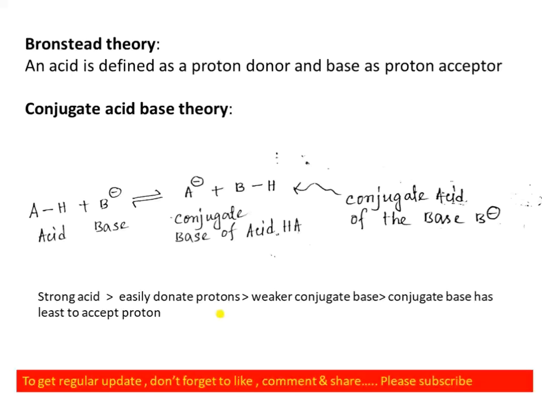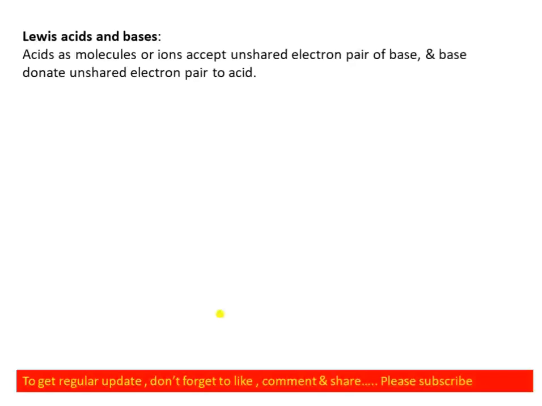Now, Lewis acid and base theory. Here, Lewis defined acids as molecules or ions capable of coordinating with unshared electron pairs, and bases as molecules or ions which have such unshared electron pairs available for coordination. Here, the unshared electron pair of the base forms a covalent bond with the vacant orbital of the acid.